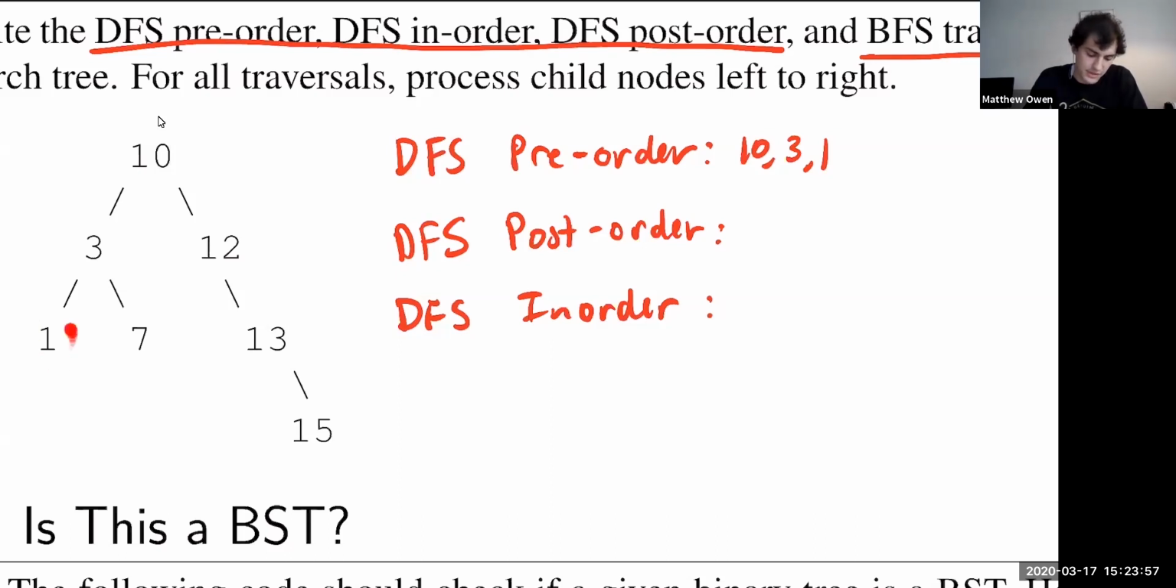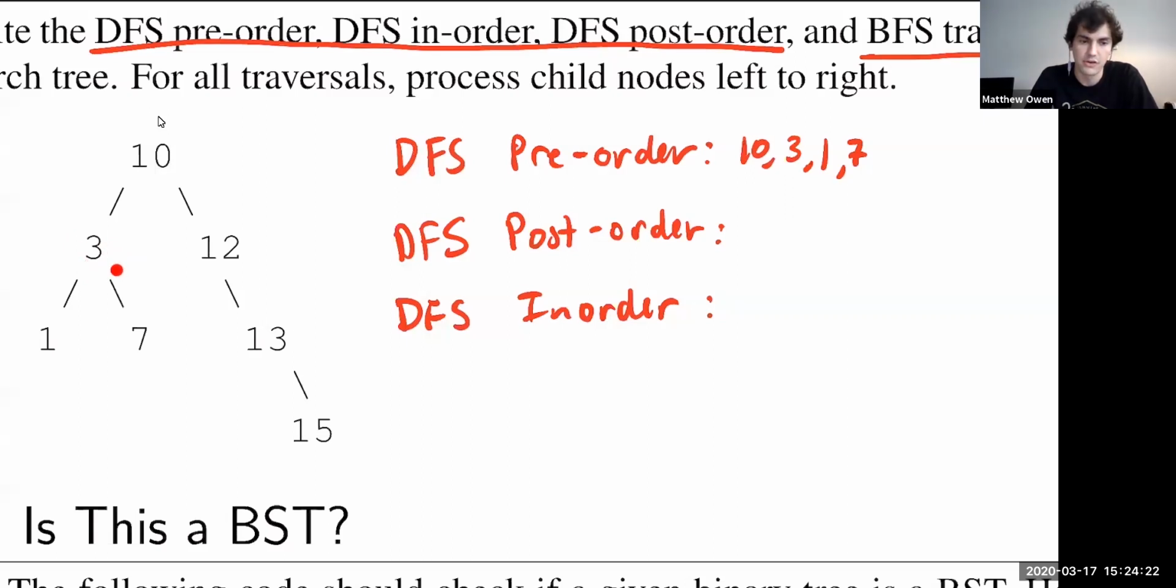We said after we see the 1, is there anywhere else for us to go from here? No, there's not, so we return to the 3. Now that we're at the 3, is there anywhere else for us to go from here? Yes, there is. Now let's go down to the 7. Now that I've seen the 7, we should add the 7 to our pre-order. Okay, so we've hit the 7. There's nowhere for us to go from the 7. We return to the 3.